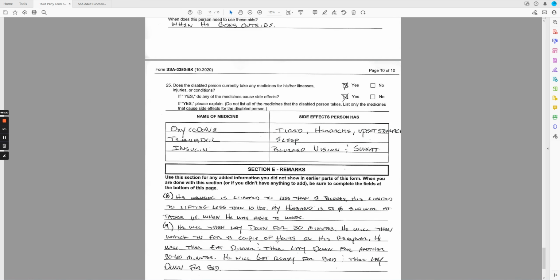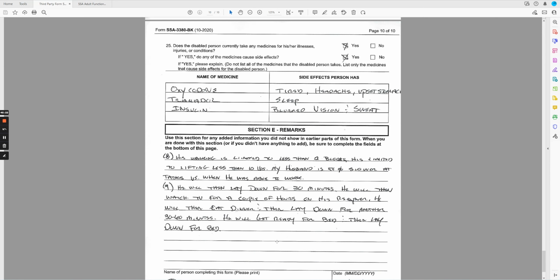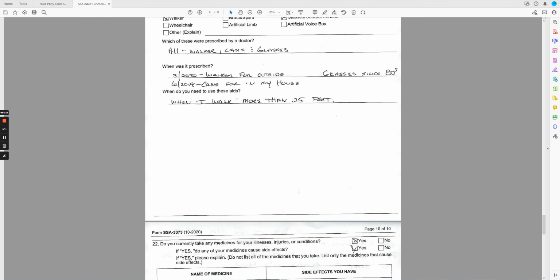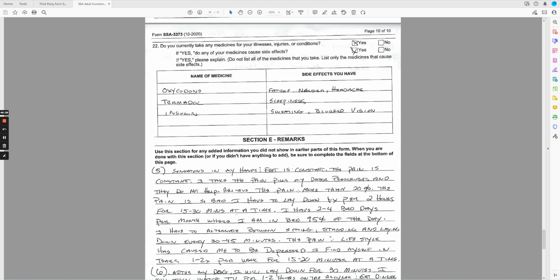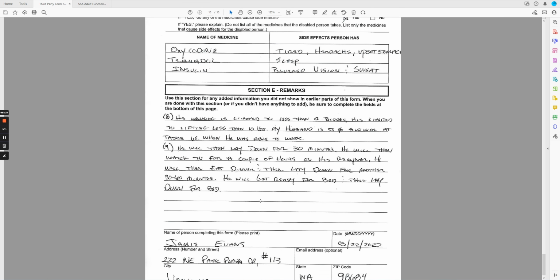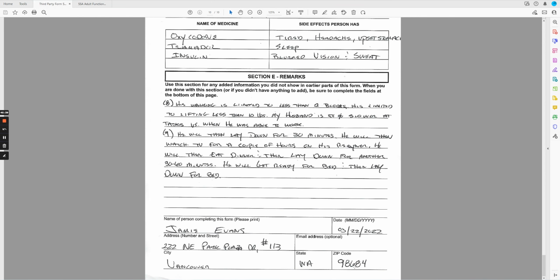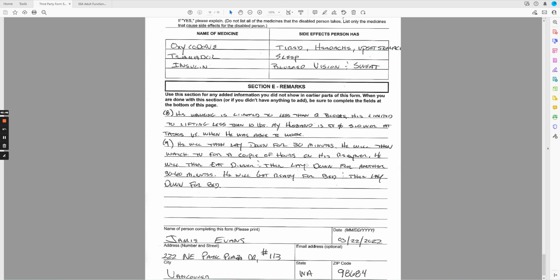And we're getting close to the final page here. Does a disabled person currently take any medications or illness? Yes. Name of medications here, and as you can see on the adult function report, it's all sort of the same. And so the third party form, you sign it, you date it, put in your address. Email address is optional, and you can send it in. You can feel free to send it to our office as well. You can scan it or mail it, fax it.